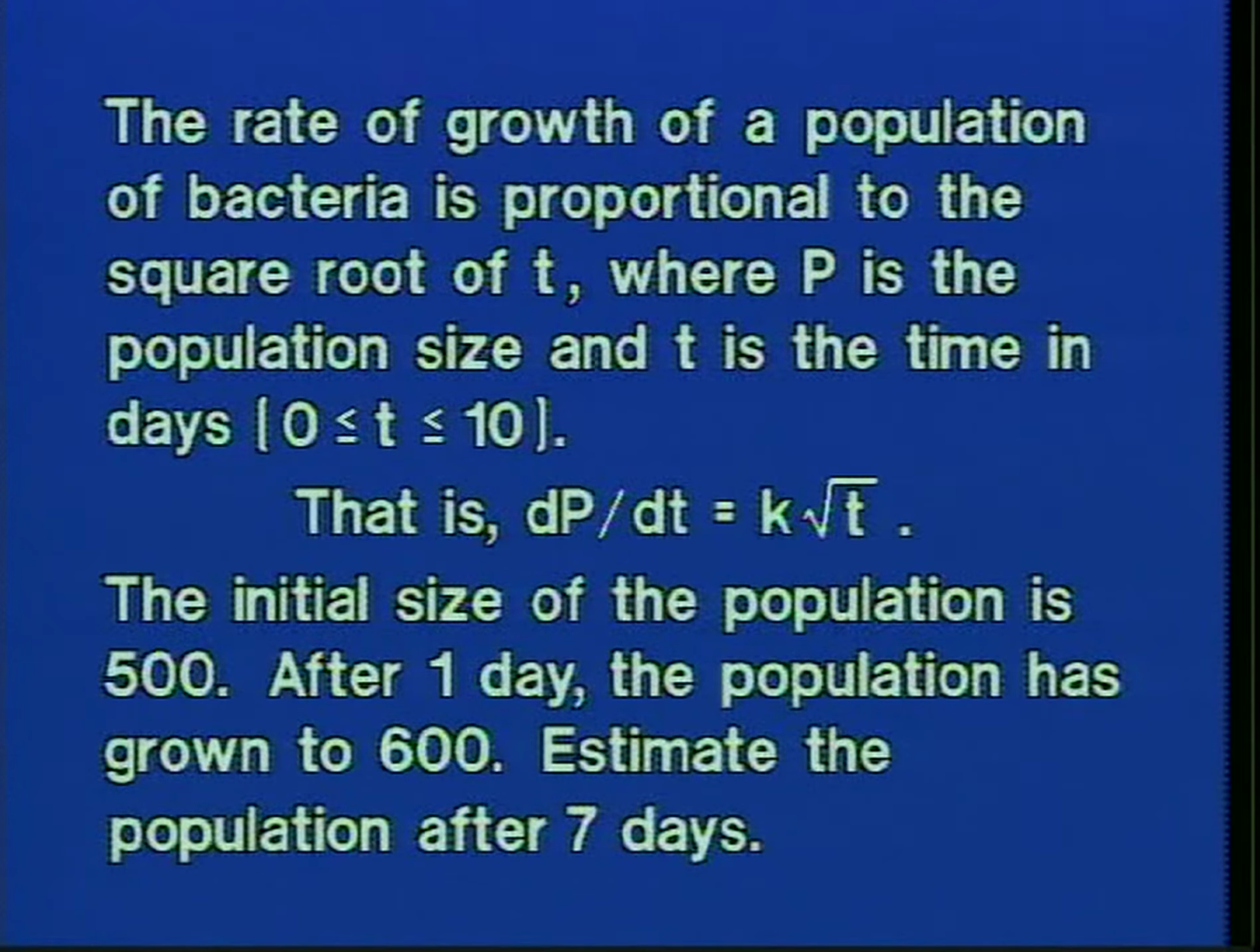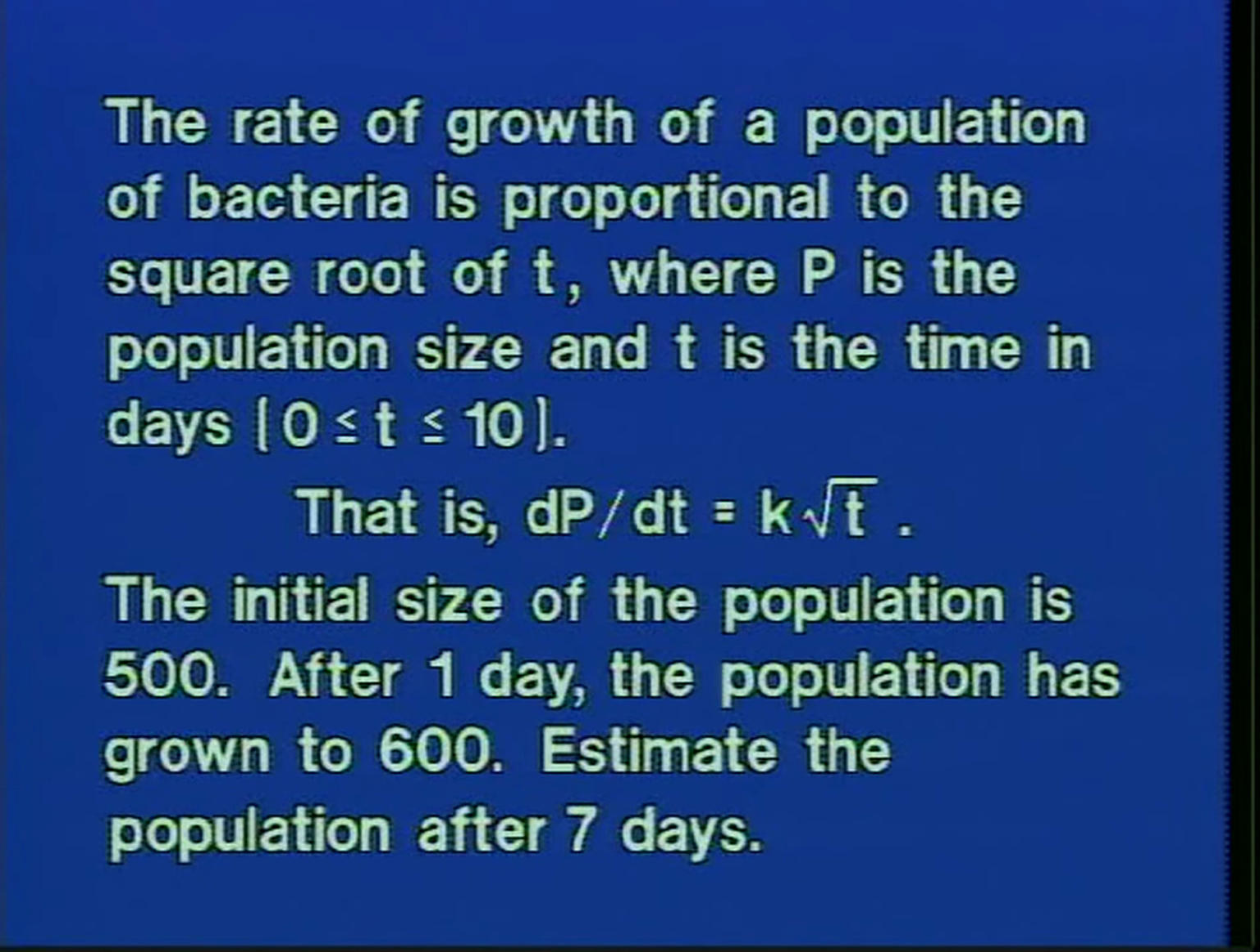The rate of growth of a population of bacteria is proportional to the square root of t, where p is the population size and t is the time in days, where t is between 0 and 10. That is, the derivative of population with respect to time is equal to k times the square root of t.